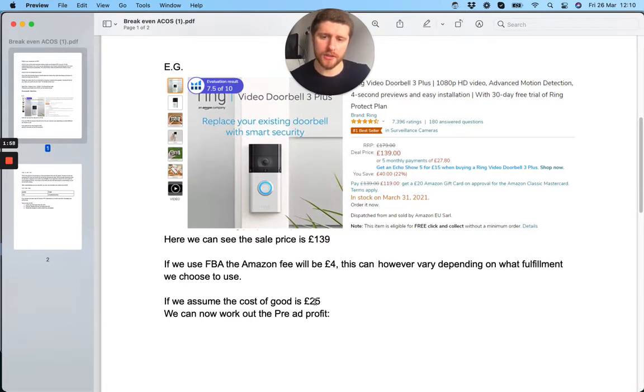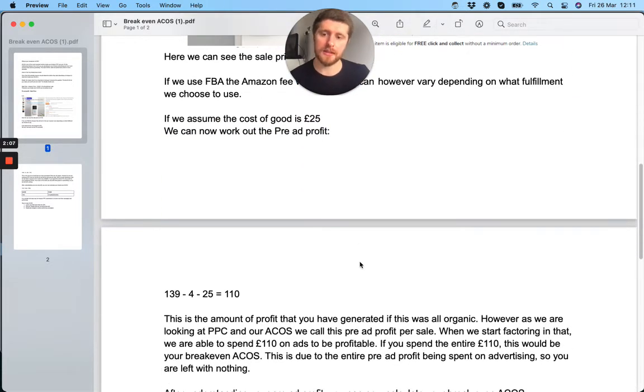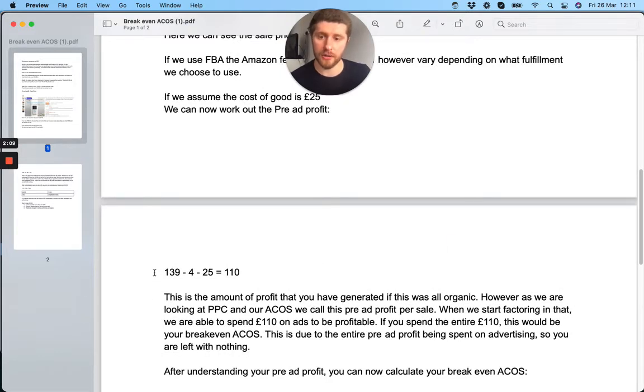So essentially, if I was selling this doorbell, my costs in total would be £29. So my profit on this is, of course, the sale price minus your Amazon fees, minus your cost of goods, which equals £110. So without any advertising going towards this product, if I was to make a sale, I would be making £110 profit. That's essentially pre-ad profit, because we haven't spent anything on advertising as of yet.